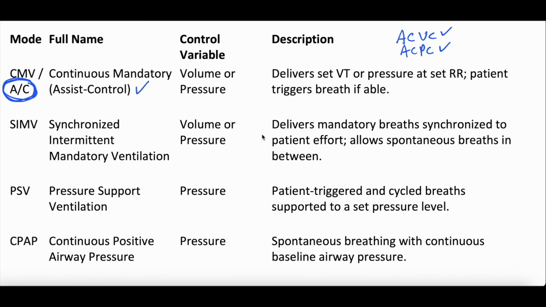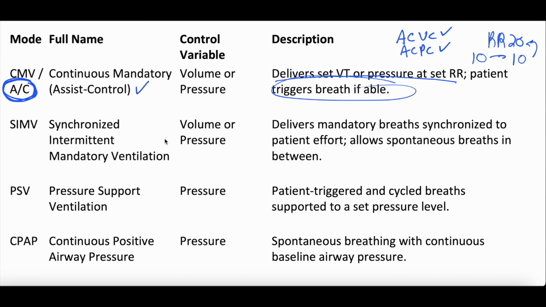So these days, I think assist control is the primary mode we all use, and it can be assist volume control or assist pressure control. All right. And as we just said, it delivers a set tidal volume or a set pressure at the respiratory rate, but the patient can trigger the breath if they're able to. Now, the ventilator will still give them a breath. If I set the respiratory rate at 20, and I'm in assist control mode, if the patient takes 20 breaths, the ventilator will just let them trigger all 20 breaths. But if the patient only takes 10 breaths, the ventilator will give them an additional 10 breaths to make the 20 that we set.